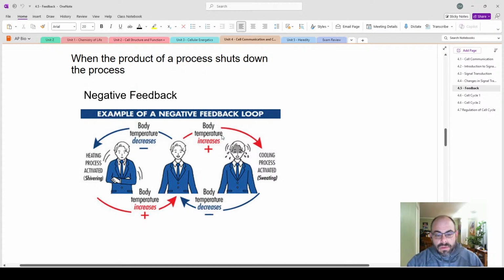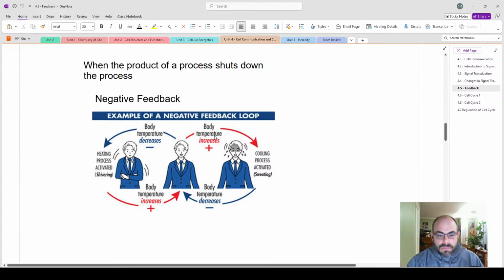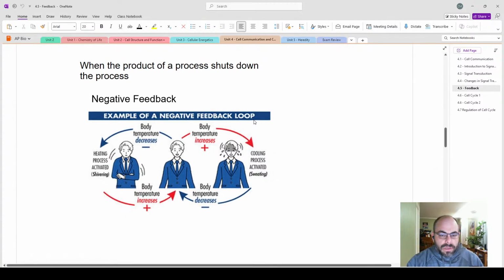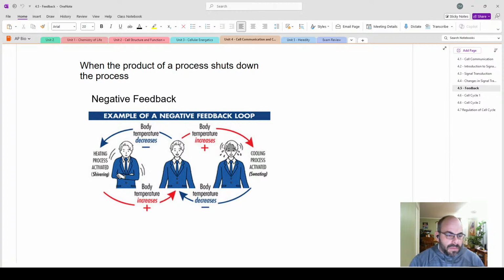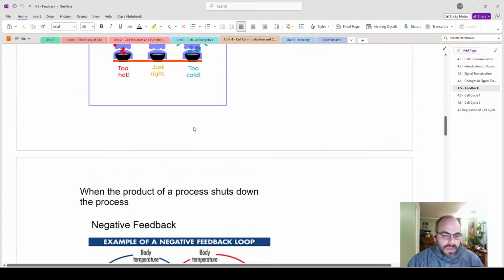You could do that with sweating. You could do that with blood sugar. If your blood sugar gets high, the body releases insulin. Insulin is the process, right? It causes the cells to pick up all the glucose out of the blood, which lowers the blood sugar. That's the product, which causes the body to stop producing insulin. That's a negative feedback loop. The big thing for negative is that something is being turned off because of the process.